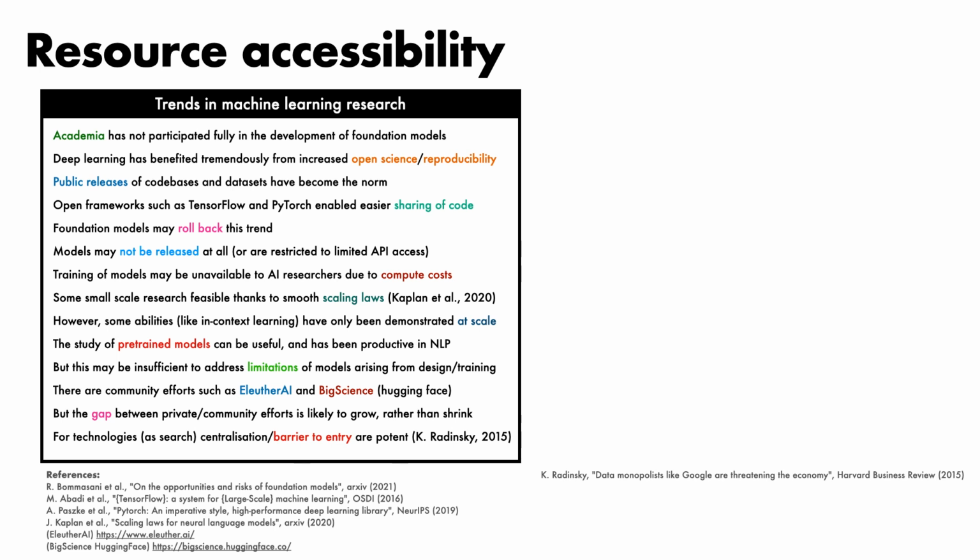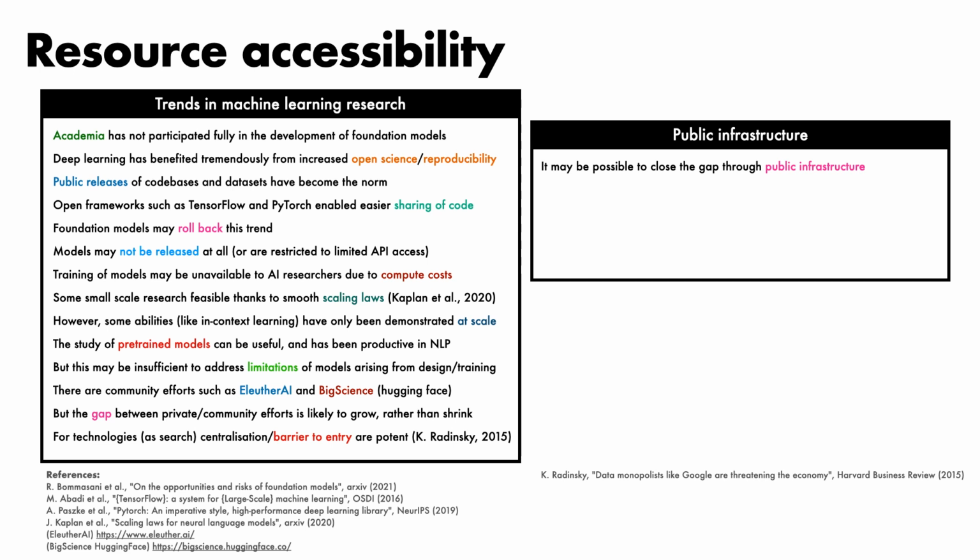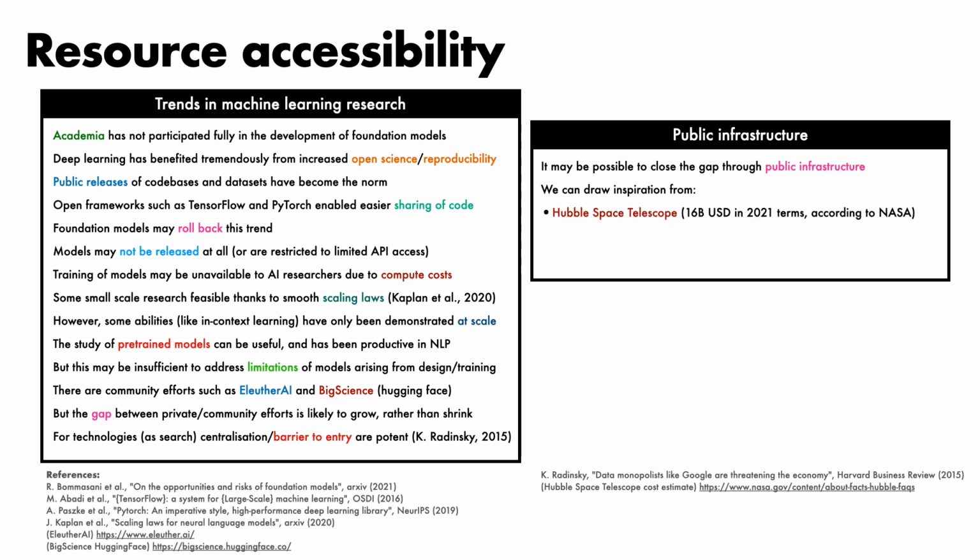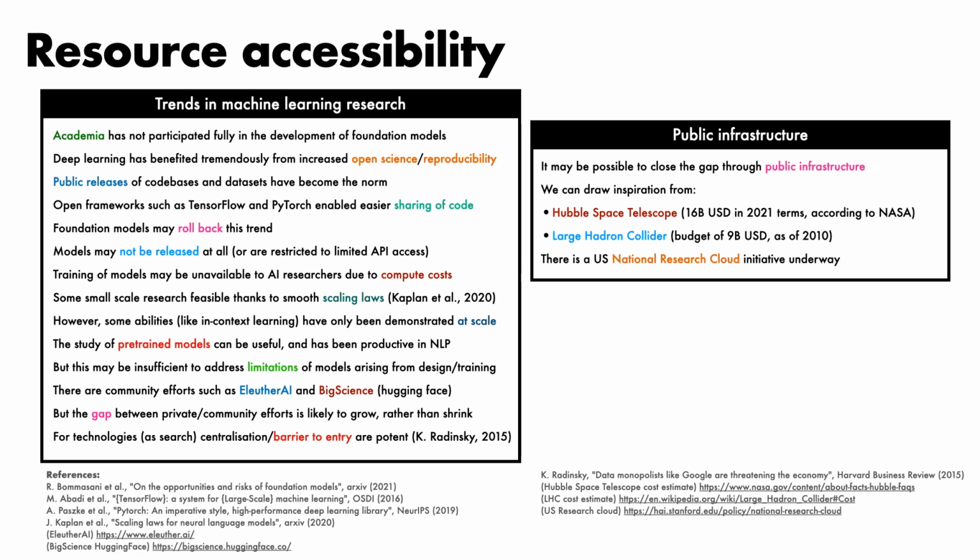One way to close this gap in accessibility for training foundation models is through public infrastructure. For this, it is possible to draw inspiration from large-scale, publicly funded science projects like the Hubble Space Telescope, whose cost was estimated at $16 billion in 2021 by NASA, and the Large Hadron Collider, which had a budget of $9 billion as of 2010. Currently, there are efforts such as the US National Research Cloud Initiative underway, and it remains to be seen what can be achieved here.